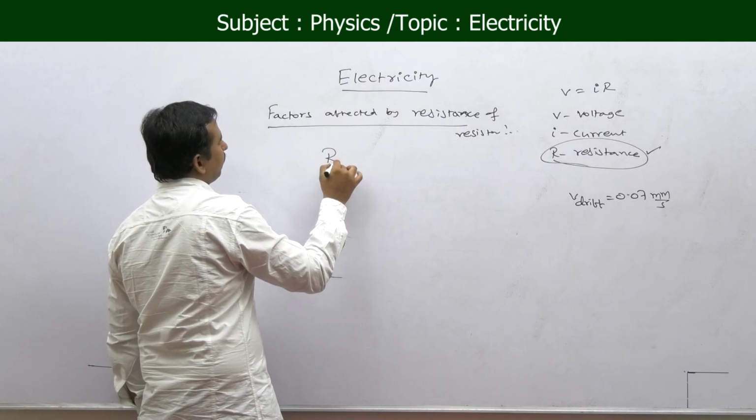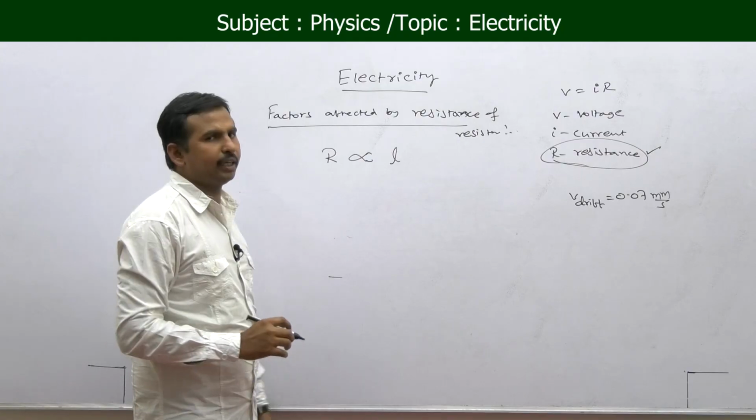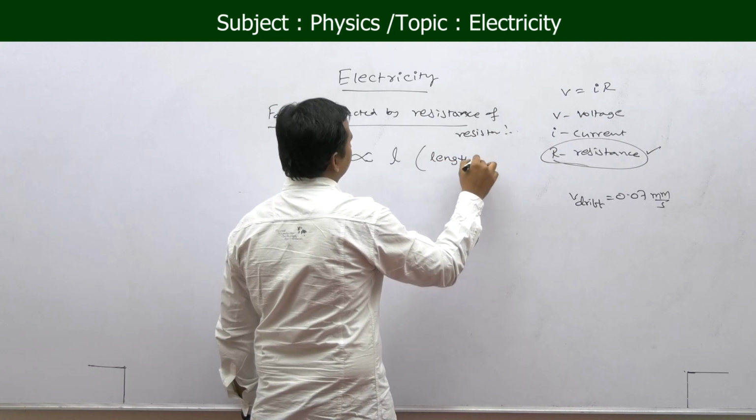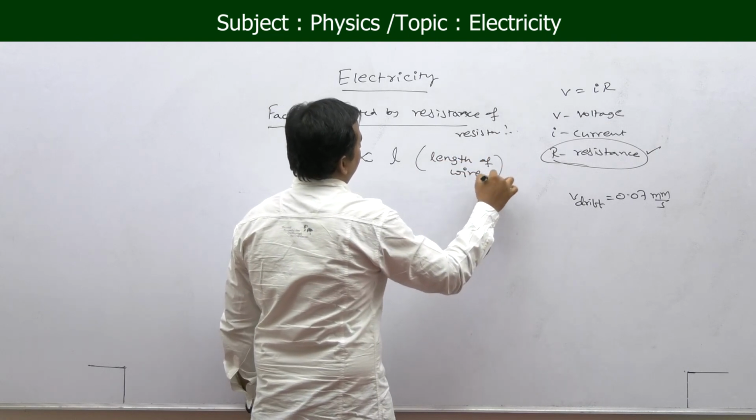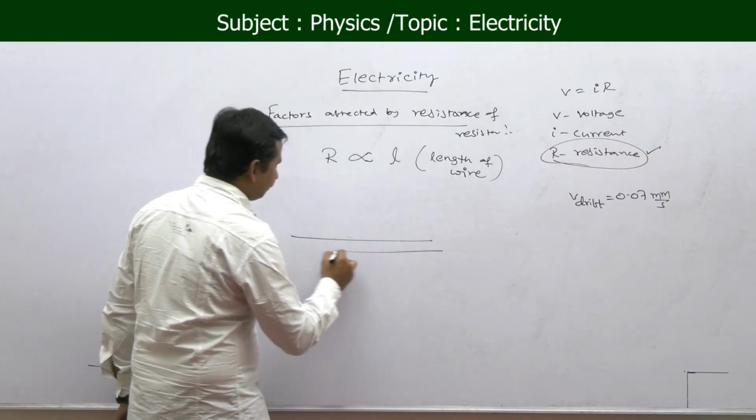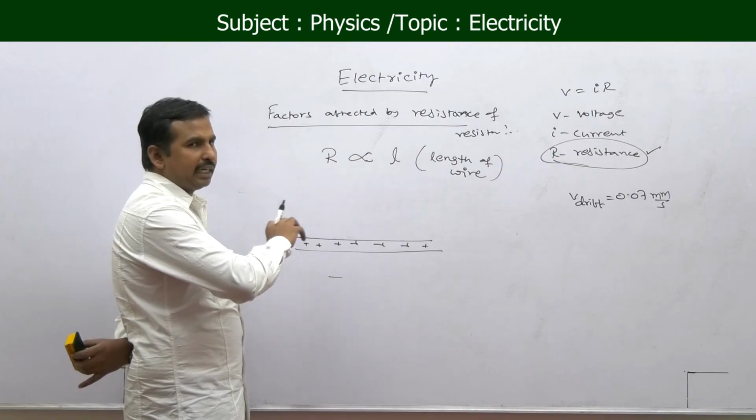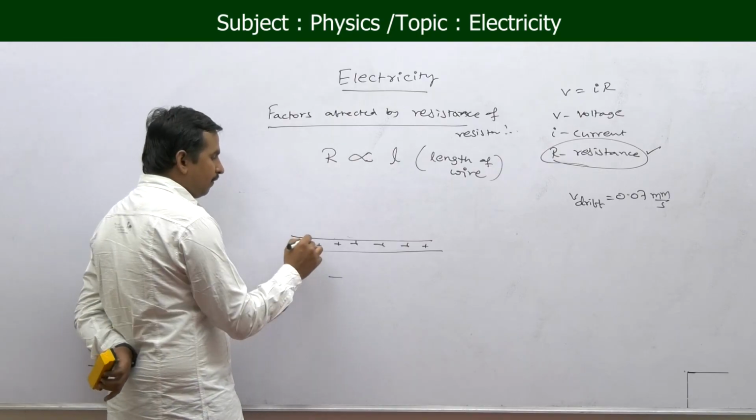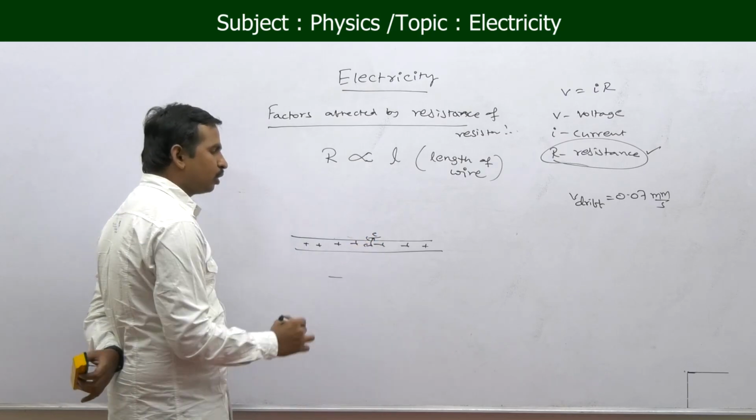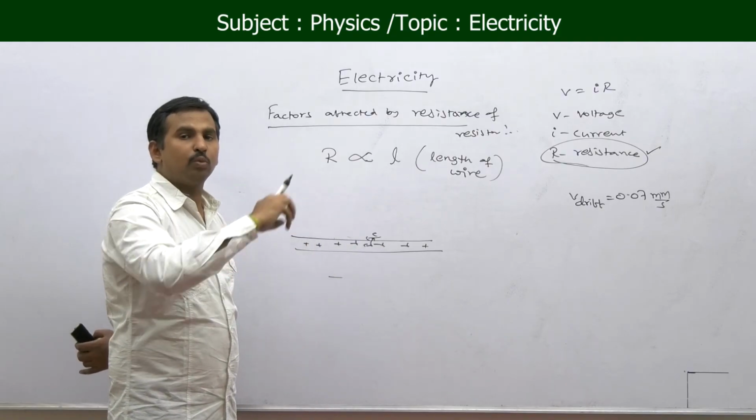The resistance offered by the conducting wire is directly proportional to the length you are taking. R is directly proportional to L, where L means the length of the wire. When you increase the length, more positive charges are present in the lattice structure. Whenever the electrons are moving inside the wire, there are more chances of obstruction as you increase the length.